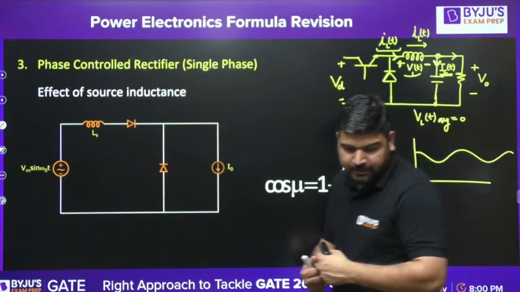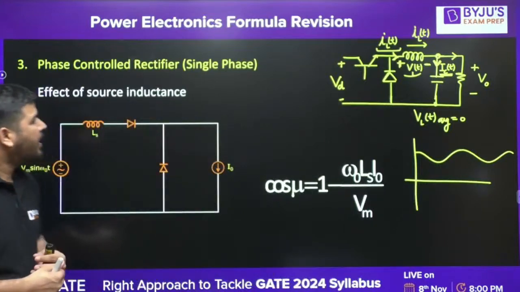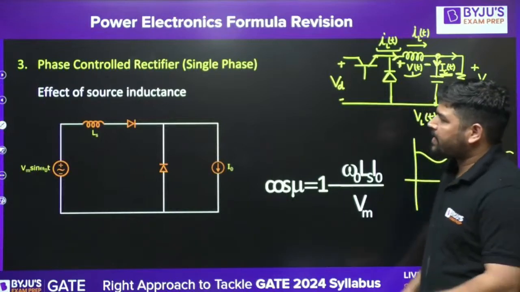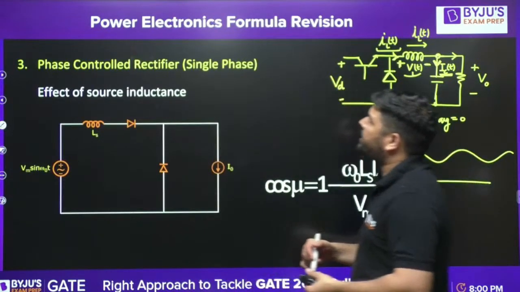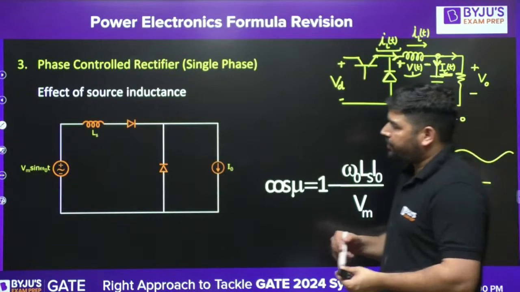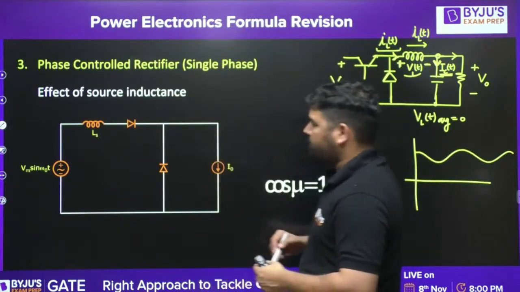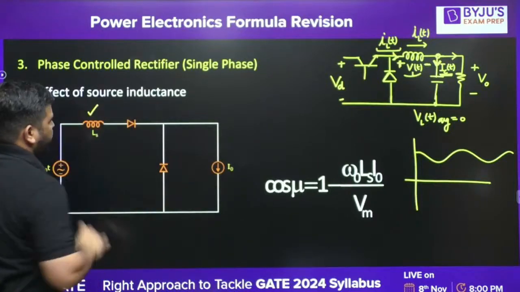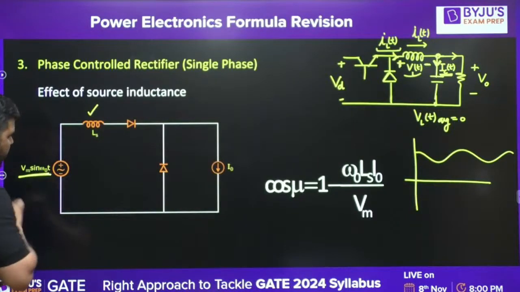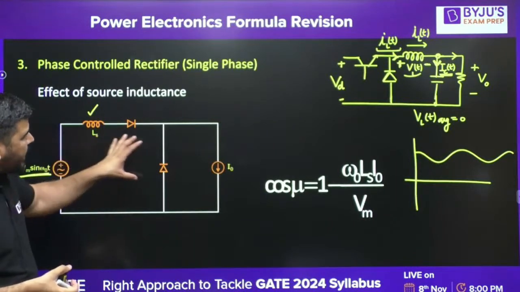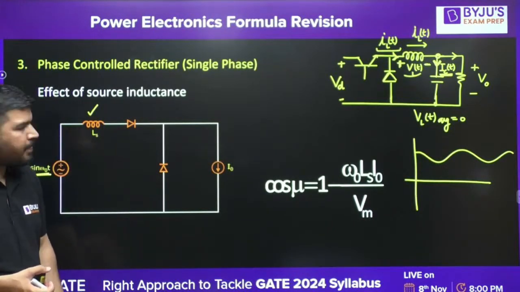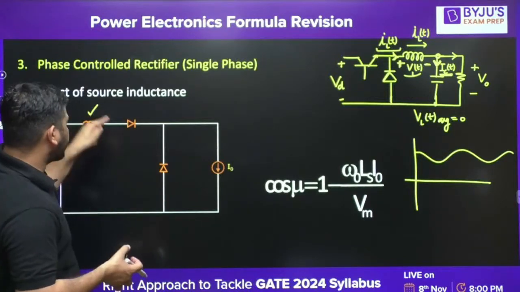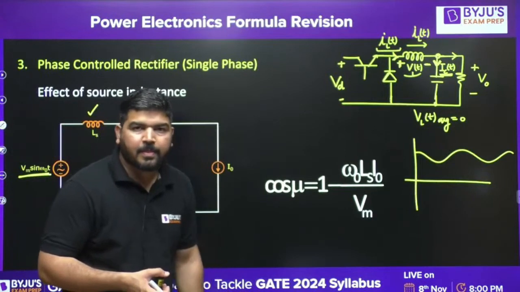Okay. Now let's proceed. Now we have the effect of source inductance in a diode circuit. So first of all, we will discuss diode circuits. We have this diode circuit with a constant current source, some source inductance, and a Vm sin omega t sinusoidal voltage source. In this case, because of the source inductance, you have some overlapping period.